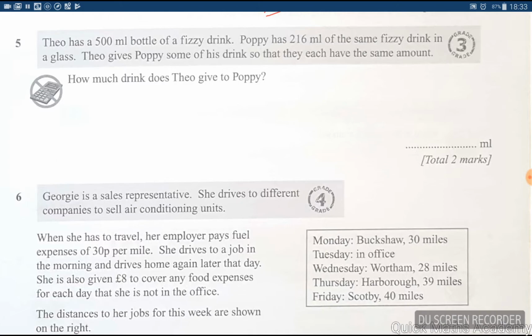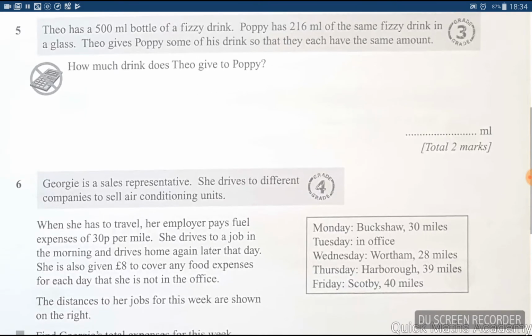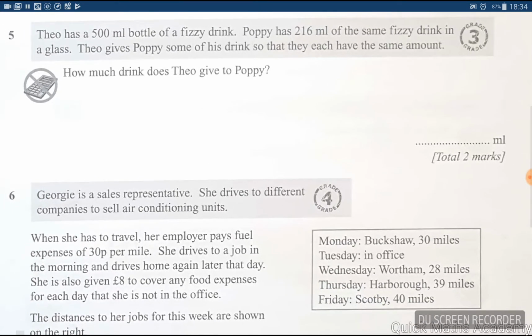Okay, so the first thing we want to do is to... You might want to pause this video to do it for yourself before seeing me solving it, alright? But I will start by calculating the total of the drink that they both have, okay? Because in order to know how much drink he has to give to Poppy, I need to know the total, alright? So that I know that they remain with the same amount.